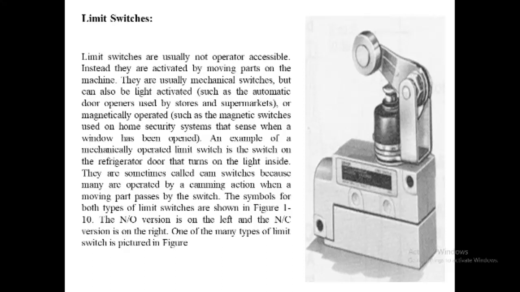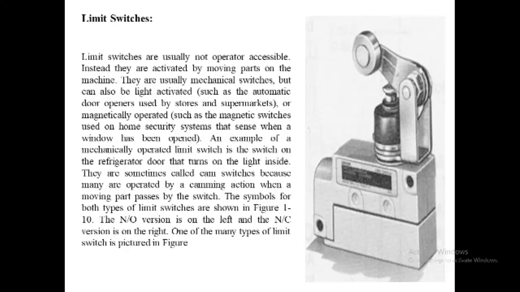Pre-travel. So what is pre-travel? The distance or the angle that the actuator must go through to trip the contact. Second, operating point, the position of the actuator at which the contact snaps to the operated position. Then the release point. The release point in the case of this limit switch is the position of the actuator at which the contacts return to their original state. Then differential. So the distance, or degree, we can say it is degree also, between the contact trip and the contact recede.